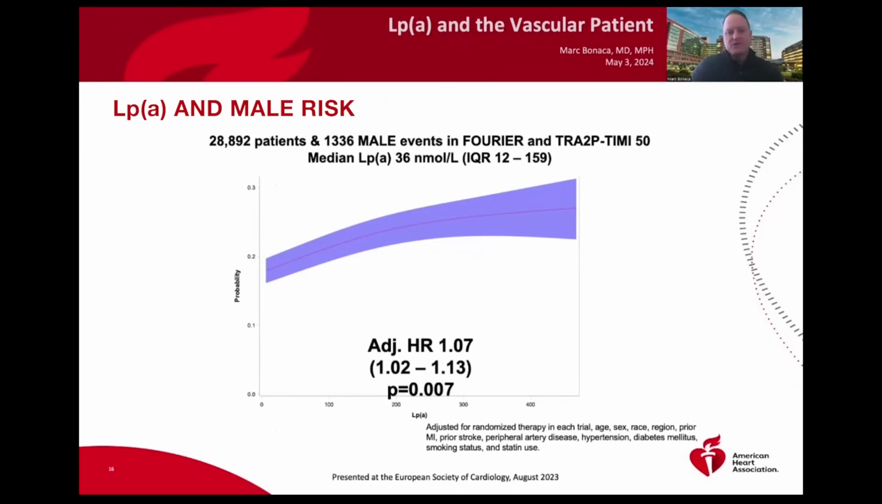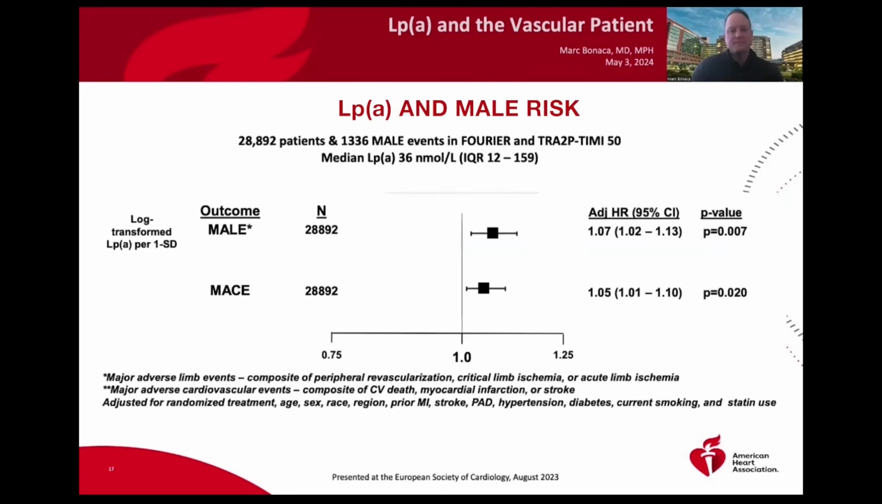Here are some observational data from a group of trials aggregated looking at major adverse limb events. This is around 30,000 patients. These data were presented at the ESC, again showing a continuous relationship between lipoprotein A and major adverse limb events. And in the PAD patients, the median was around 36 nanomoles per liter.